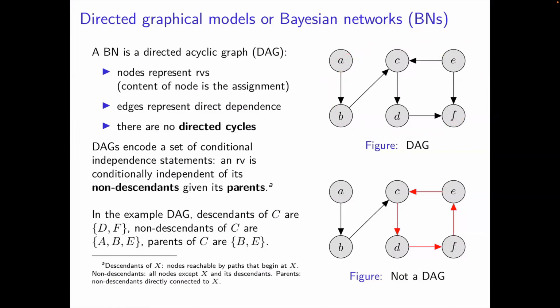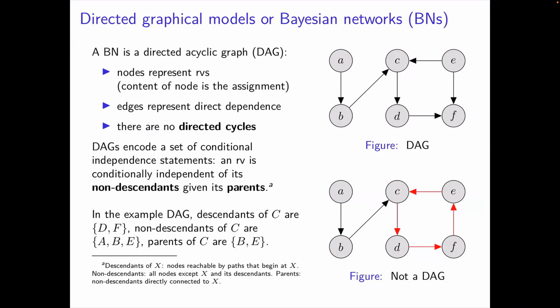DAGs are there to encode a set of conditional independence statements. A random variable in a DAG is conditionally independent of its non-descendants given its parents. That's the semantics of the DAG. Okay, that's the definition of our use of it in directed graphical models. So I have a definition there of descendants for you. The descendants of a node are nodes reachable by paths that begin at that node, and then you follow the edges. The source of the edge is the node. The target of the edge is where the arrow points to.